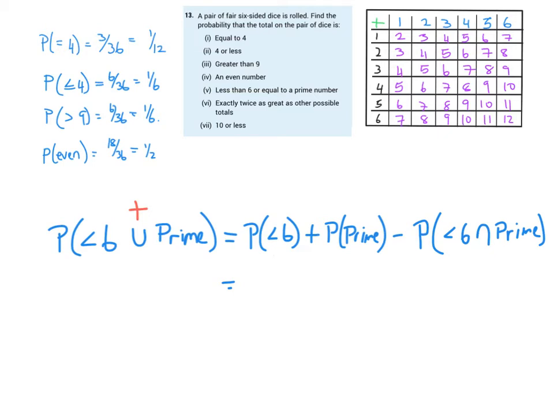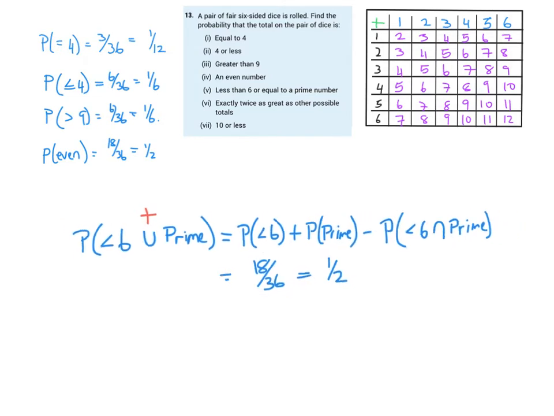So, well, what's a prime number? And so less than 6, we have 1, 2, 3, 4, 5, 6, 7, 8, 9, 10. And then adding on our other prime numbers that are more than 6, we have the 7s. So that's 11, 12, 13, 14, 15, 16. And then other prime numbers still 17, 18. So that's it. So it's 18 out of 36 is our answer, which is a half. But obviously we could have done it in those bits there and just made sure that we weren't double counting the ones that were less than 6 and prime. Okay, so that's part 5 sorted.